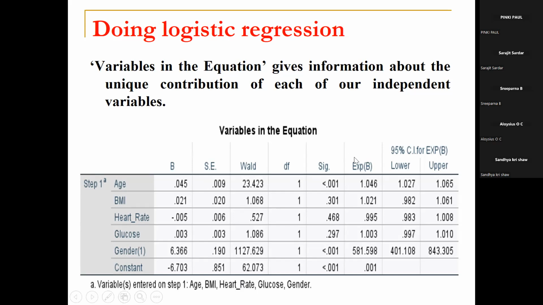Then you come to the exponential B. The exponential B is nothing but the odds ratio, whatever we discussed previously in the introduction section. You see that the odds ratio of age is greater than 1. It means that if you increase the age, the risk of heart disease increases by 4%. The rate of getting heart disease increases by 4%.